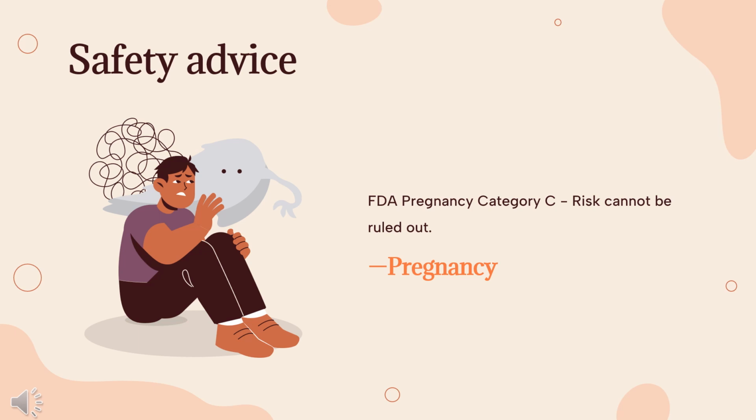Safety advice. Bupropion is typically classified as pregnancy category C by a regulatory authority such as the U.S. Food and Drug Administration, FDA. This classification reflects the results of animal studies that have indicated potential risks to the fetus.